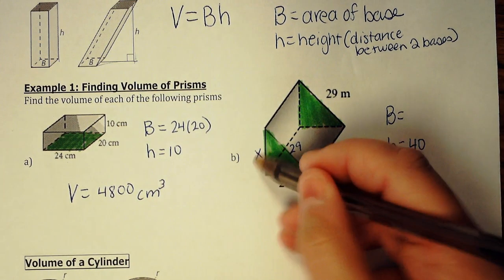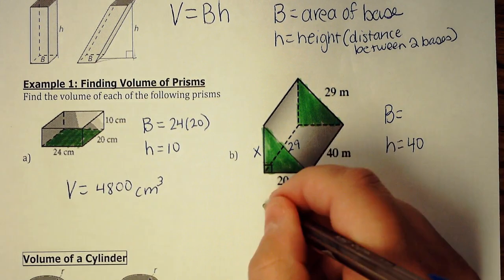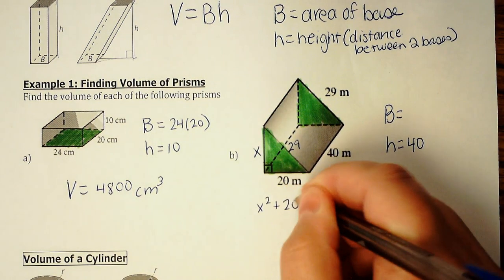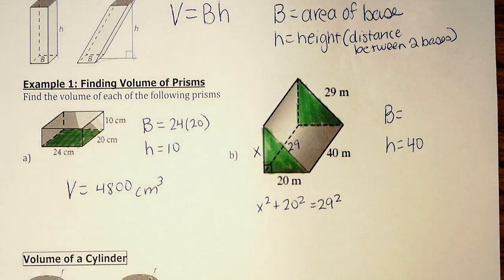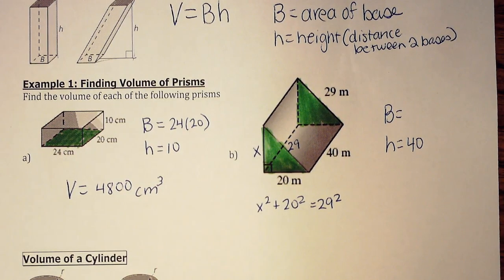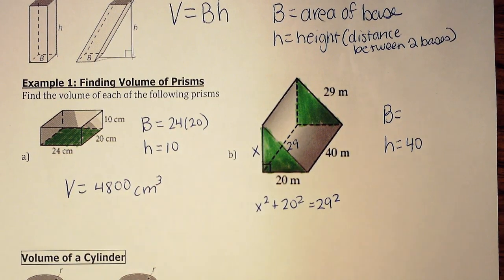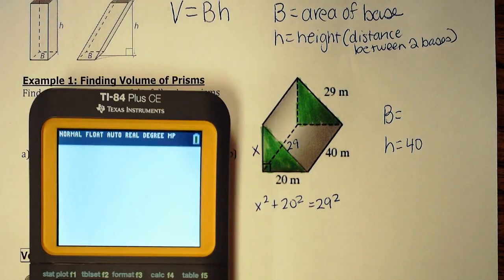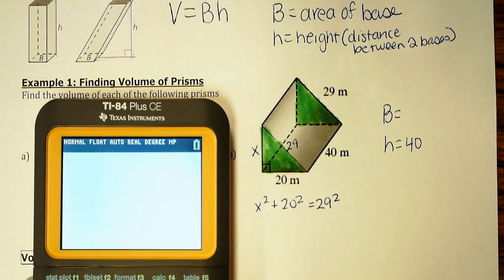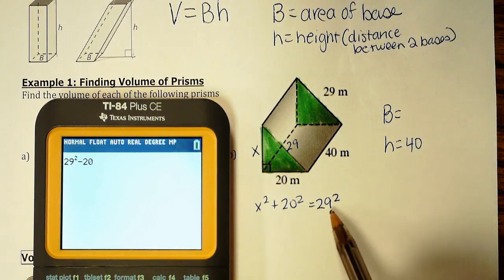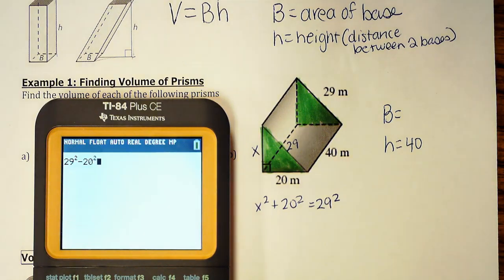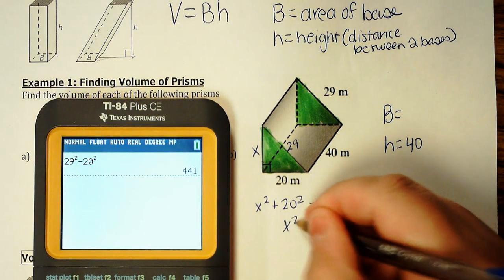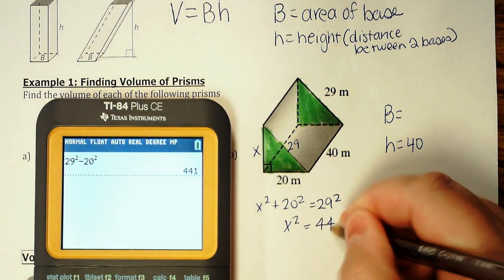Because this is a right triangle, I'm just going to use the Pythagorean theorem. So the X and the 20 would be the legs. And so I'm just going to set up the Pythagorean theorem. The 29's got to be the hypotenuse. It's always across from the right angle. So I'm just going to grab my calculator here. And remember, you guys can do all these on a scientific. I'm just using my graphing calculator because it shows up a little better on the screen. So I'm going to take the 29 squared and subtract the 20 squared. So x squared is going to be 441.